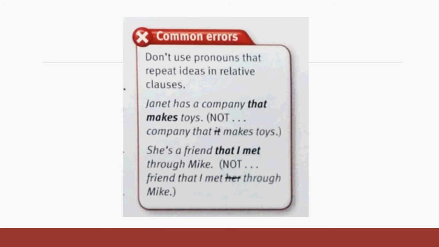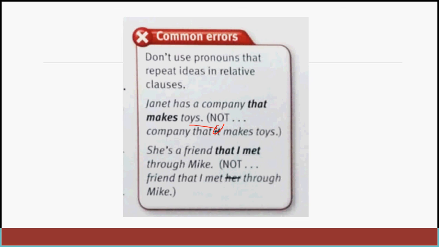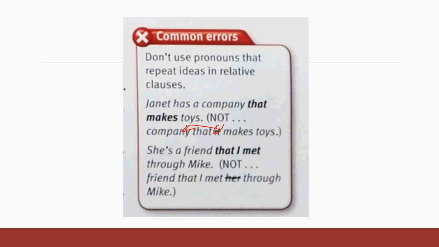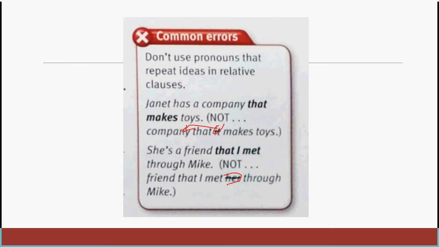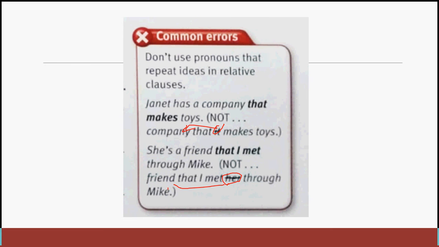And common errors. Don't use pronouns that repeat ideas in relative clauses, like Janet has a company that makes toys. You cannot say company that it makes toys, because company and it refers to the same thing. She's a friend that I met through Mike. You cannot say friend that I met here through Mike. So here again is referring to friend, so you are repeating.